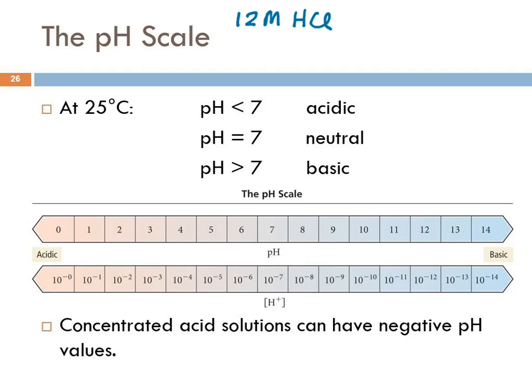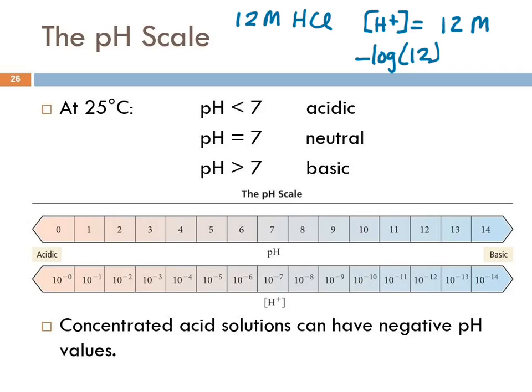So hydrochloric acid is a strong acid. So then what's the hydrogen ion concentration of that? It all dissociates, right? Yeah. So it's 12 molar. So what's the pH of that? What's the negative log of 12? My calculator got tired and turned itself off.